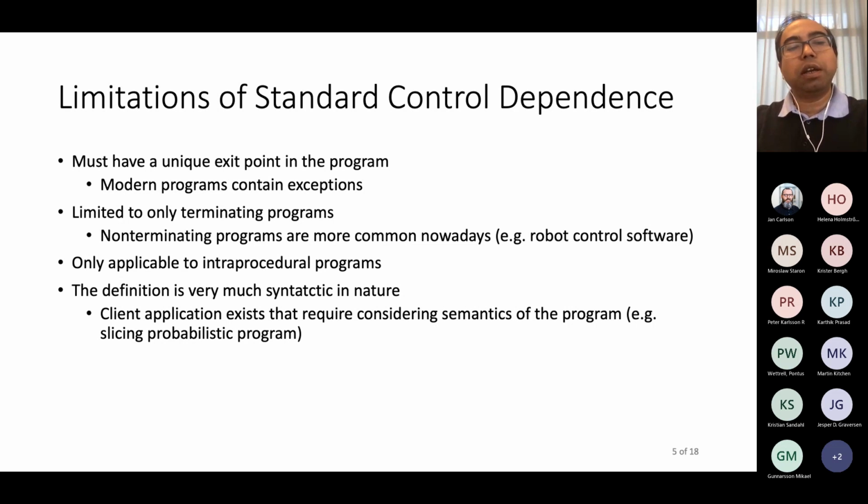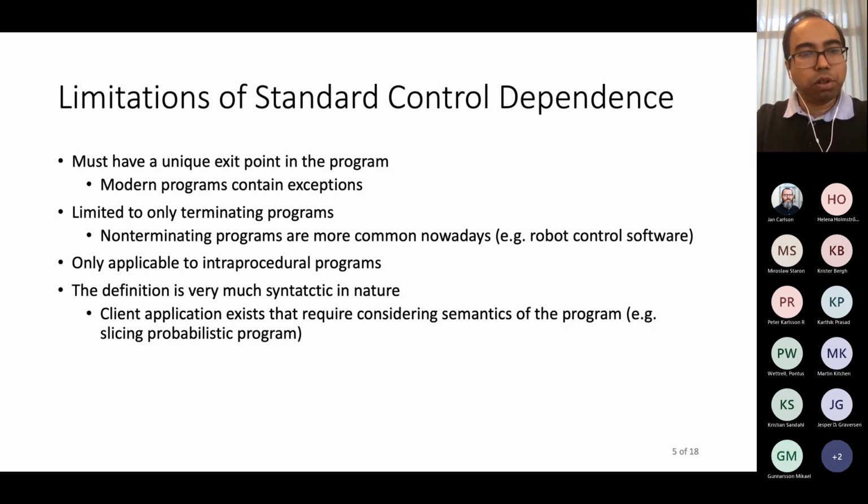Another limitation is that this works only for terminating programs because there must be an exit point. But non-terminating programs are very common nowadays. For example, non-terminating reactive systems or distributed systems or even robot control software where the program never terminates. And so this definition will not be suitable for this kind of software. Also, this definition is intra-procedural. That means it does not take into account the context of inter-procedural programs.